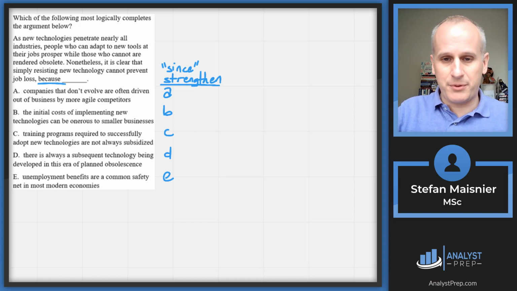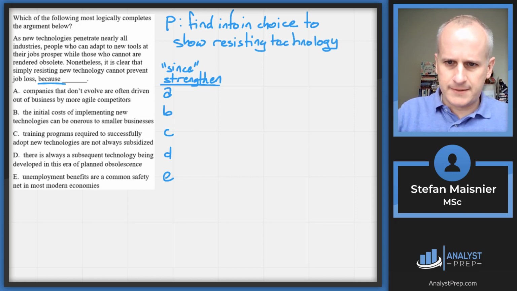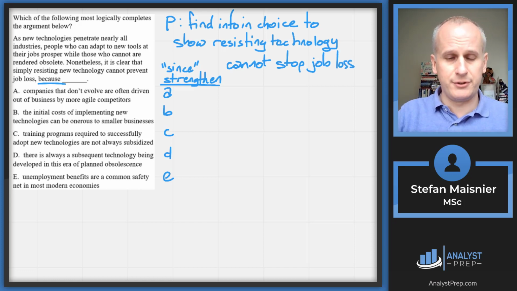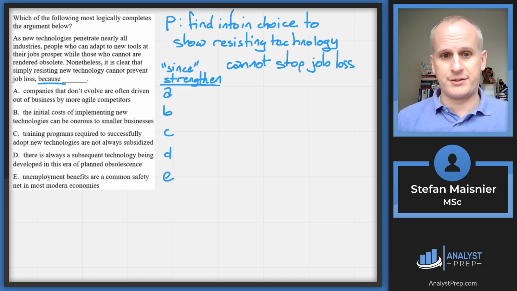So we need to just come up with our prediction. We need to find info in the choice to show that simply resisting technology cannot stop job loss. And we're going to focus on this prediction of the conclusion, basically saying that it seems reasonable, is supported by something in our answer choices.